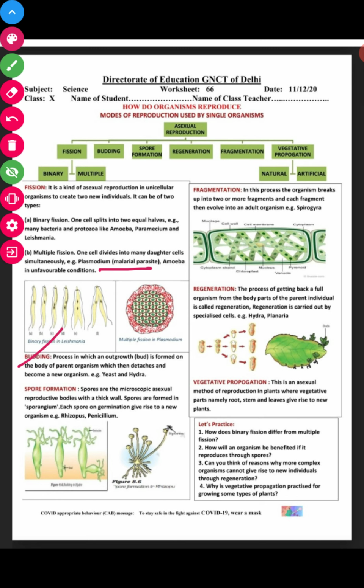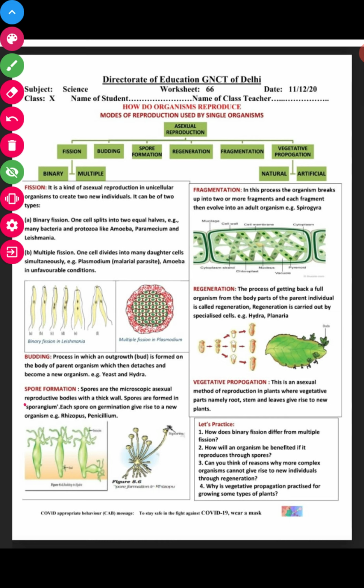Next we have budding. Budding is the process in which an outgrowth bud is formed on the body of the parent organism, which is then detached and becomes a new organism. For example, yeast and hydra. See, this is the bud. It grew and detached from the parent cell. This process is called budding.